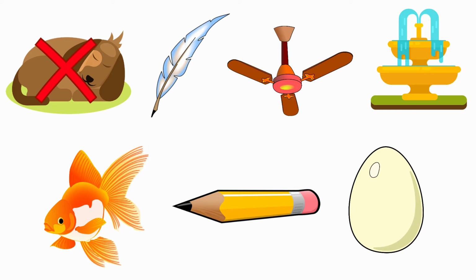Next one, feather. Feather. The beginning sound of the picture feather is if. And the sound of the letter F is if. Both are same sounds. So, we should not put a cross for the picture feather.